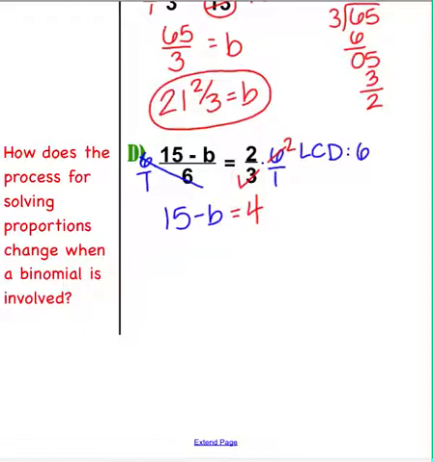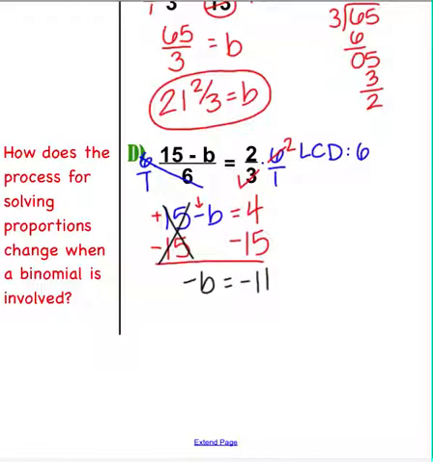A lot of you are inclined to add 15 because you see this minus sign here. However, remember that minus sign goes with the b. So instead, this is a positive 15. So to get rid of it, we need to subtract 15. So we're going to subtract 15 from both sides. That cancels right here, leaving me with negative b. Remember that negative sign has to stick with the b. And 4 minus 15 gives me negative 11.